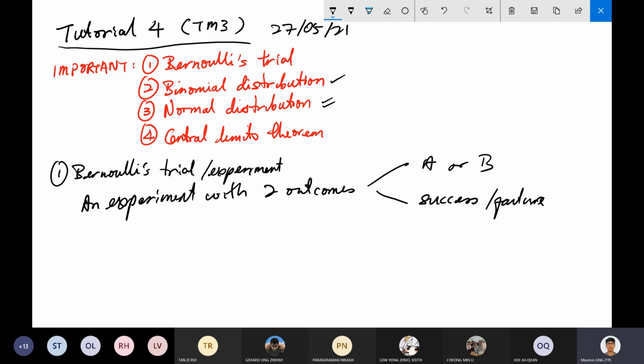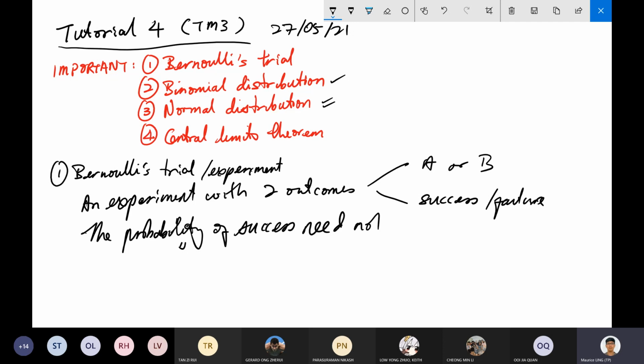Now, must the probability be the same for success or failure? No. Okay, so the probability of success need not be the same as the probability of failure.